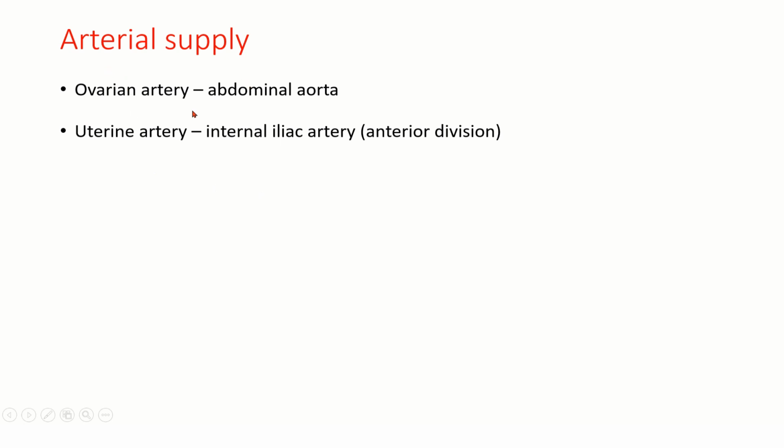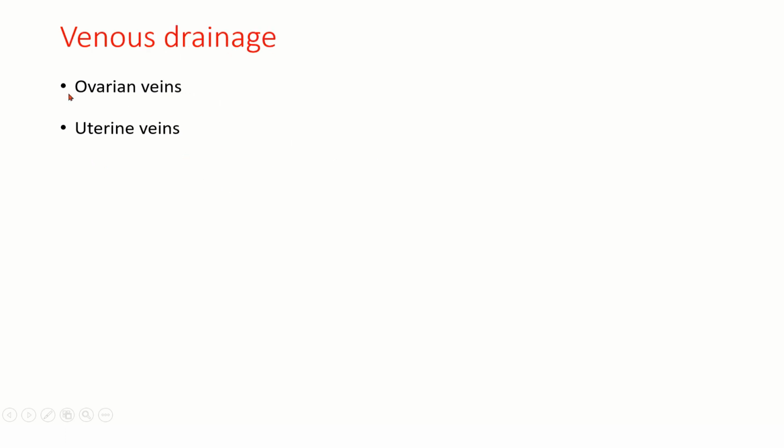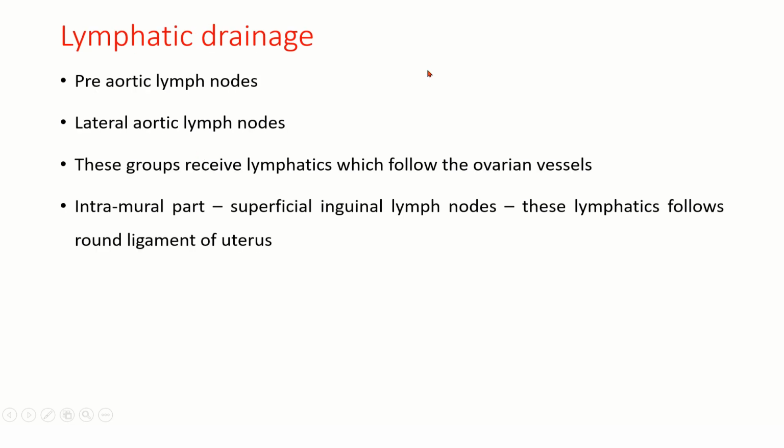Arterial supply: the ovarian artery, which is a branch of the abdominal aorta, and the uterine artery, which is a branch of the anterior division of the internal iliac artery. Venous drainage: ovarian veins and uterine veins. Lymphatic drainage: pre-aortic lymph nodes and lateral aortic lymph nodes. The lymphatics reaching these nodes follow the ovarian vessels. The intramural part drains into the superficial inguinal lymph nodes, so these lymphatics follow the round ligament of uterus.